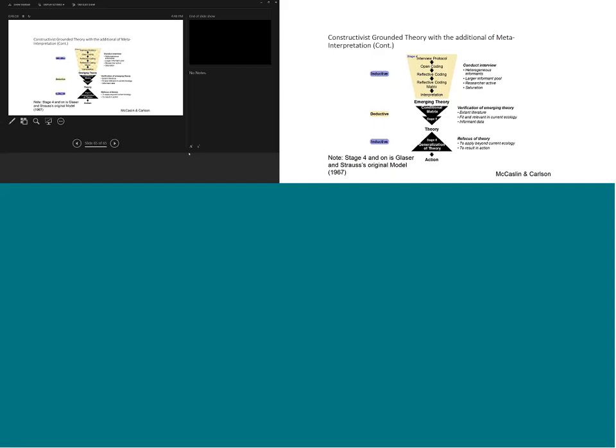So anyway, stage 4 and on is really Glaser and Strauss's original model. Remember, these two sociologists came together. One of them was very quantitatively designed, and one of them was much more qualitatively designed, and their original approach was much more reflective of what you see on this page here. And I probably have gone over time again. Yes, I have, but there is some time left.